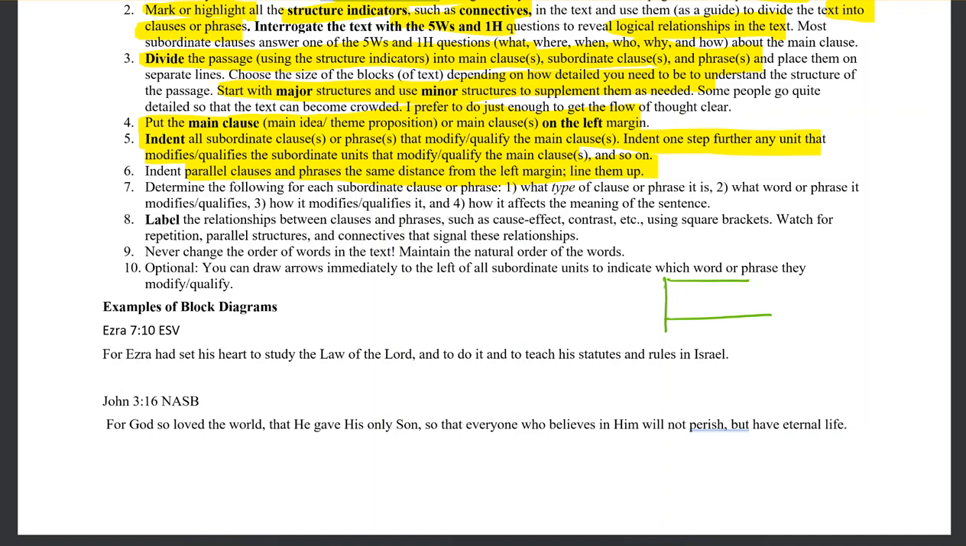So let's see here. Then determine the following for each subordinate phrase or clause: what type of clause or phrase it is, what word or phrase it modifies, how it modifies or qualifies it, and how it affects the meaning of the sentence. Then you should put labels. And remember, this is really important when you're structuring: never change the order of the text.